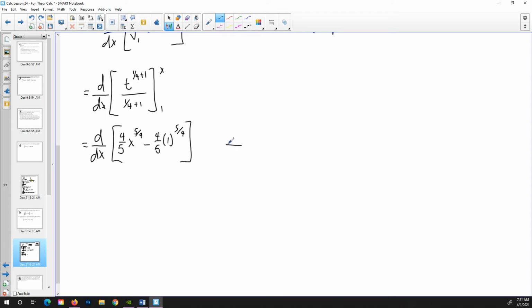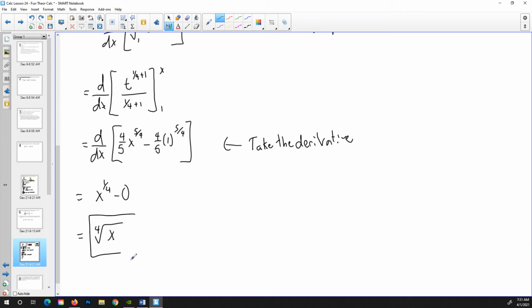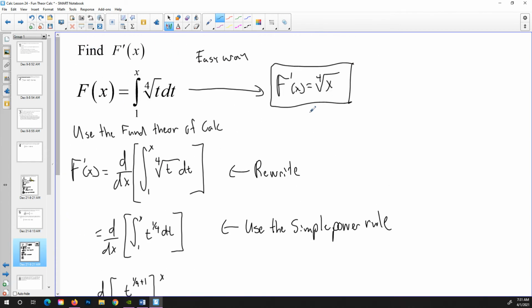And so (5/4) times 4/5 is going to be 1. Reduce 5/4 by 1, we'll get x to the 1/4. The derivative of a constant is 0. So we get the fourth root of x, which is what we came up with way up there.